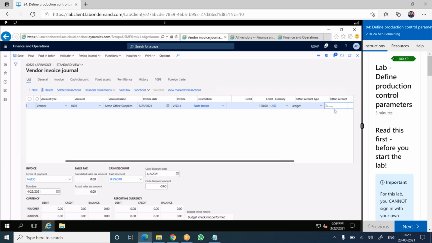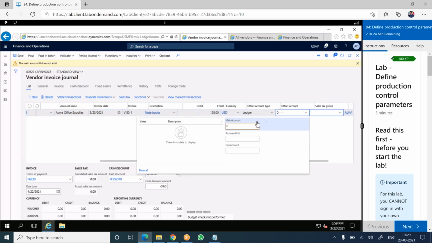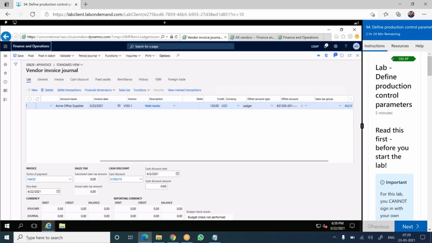Click here. You can filter, or you can remove this one and enter whatever you want. Suppose I want 601200 something, I can enter. This is another account. So you can do whatever you want, it's not an issue.